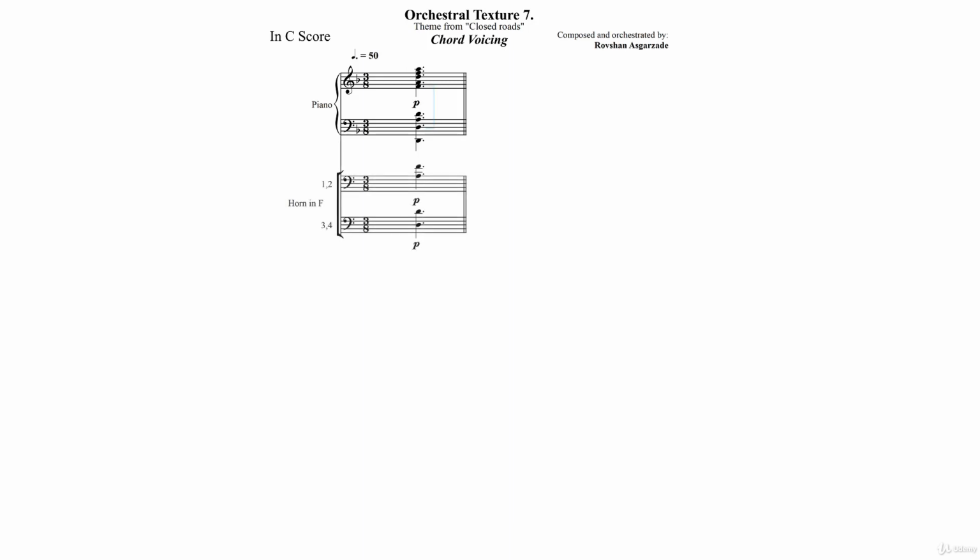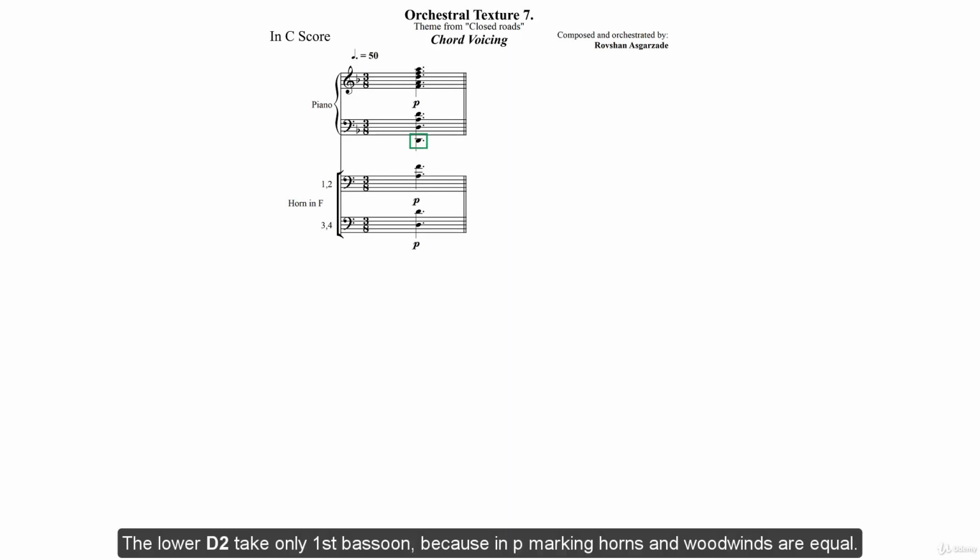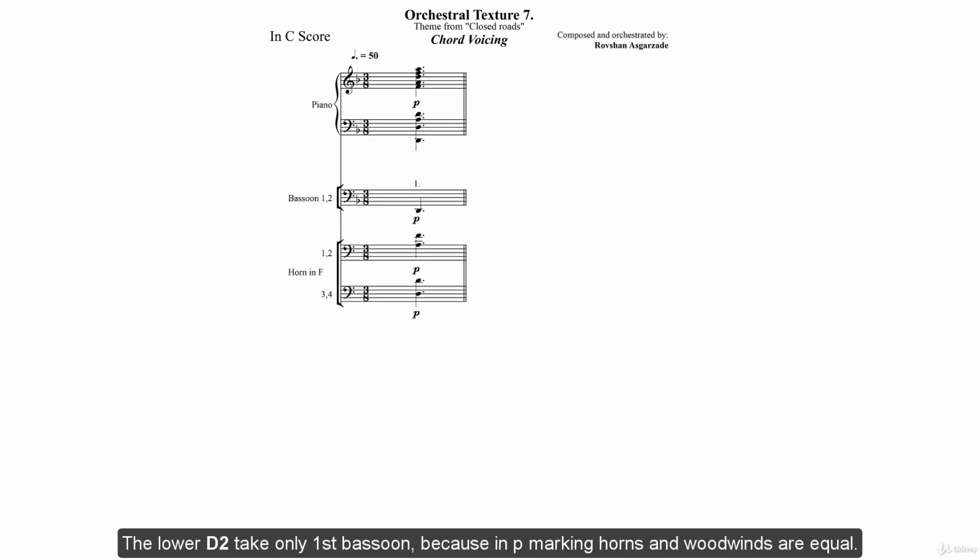So let's do it on an example. The D minor chord is in the piano marking. In my opinion, it would be better to start the orchestration with French horns, then low woodwinds, and finally high woodwinds. So I'm giving the A, D, F notes to 4 French horns. The lower D2 is taken only by the first bassoon, because in piano marking horns and woodwinds are equal.